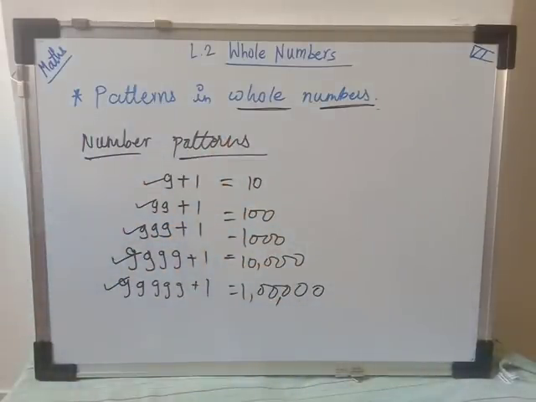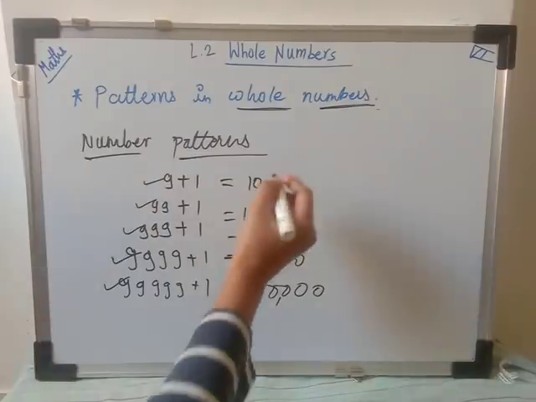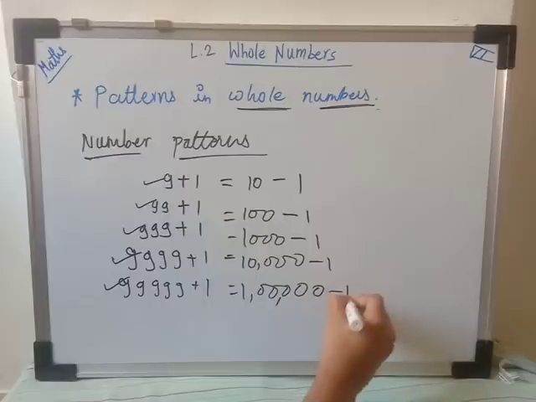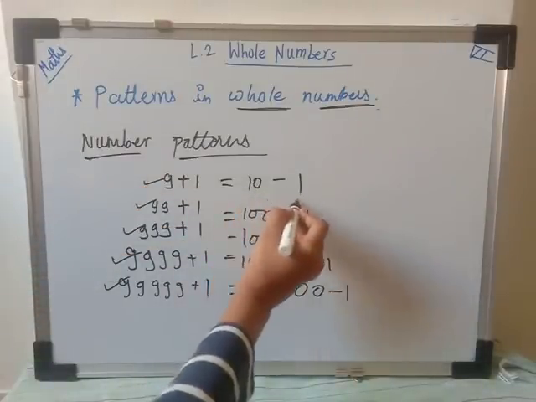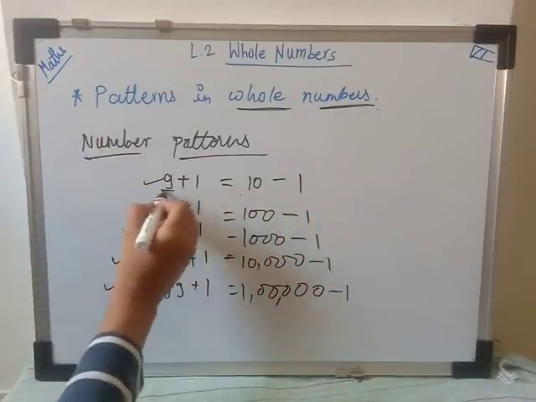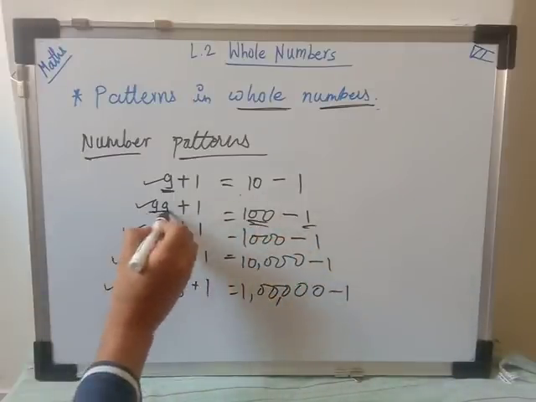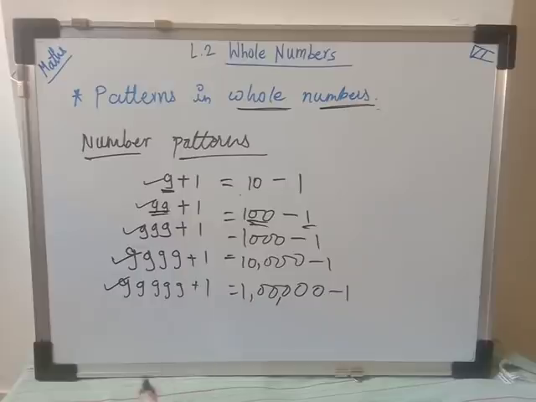So we can use different numbers and arrange them in a sequence, in such a series where we can make a pattern. If I subtract 1 from 10, I will get 9. If I subtract 1 from 100, again we get 99. So you can make different number patterns.